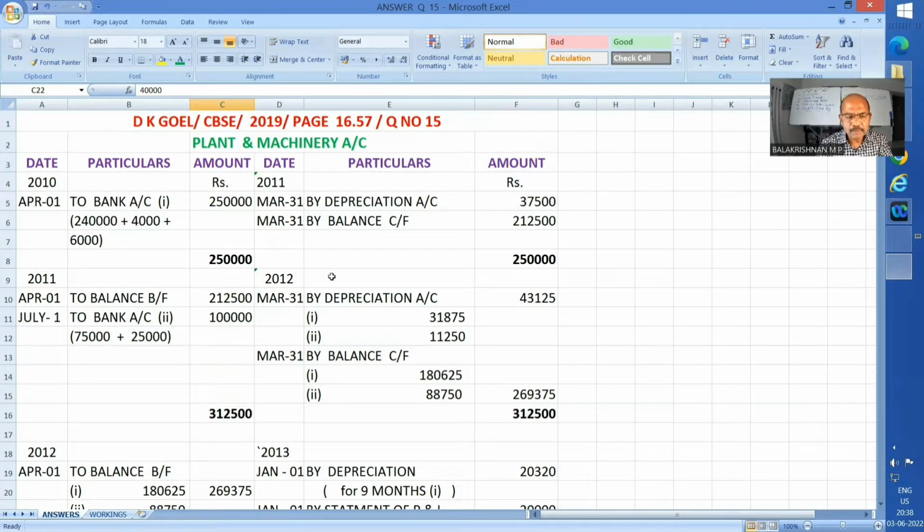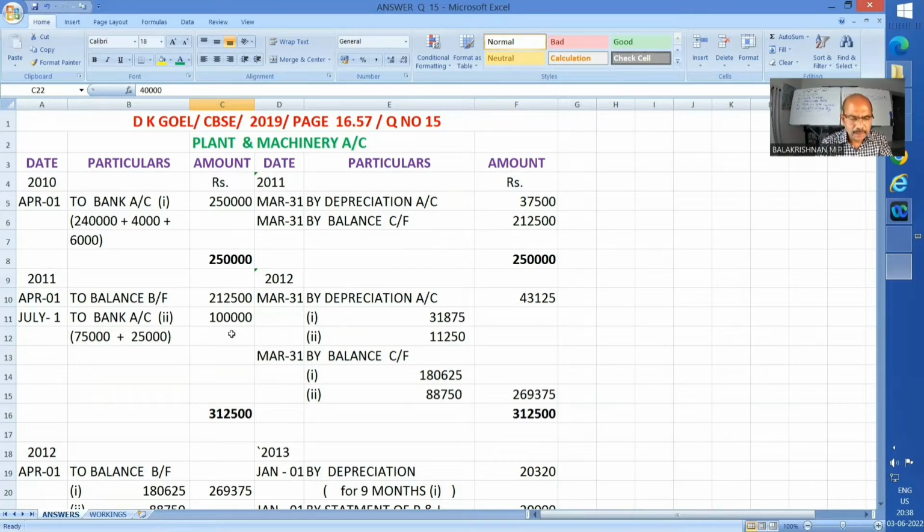Now, how to balance the account? Total the heavier side, put the same total across and find the difference. Balance carried forward 2,12,500. Bring it down next day, 2011, April 1st, 2,12,500. Since there is only a single machine, no breakup is to be shown.